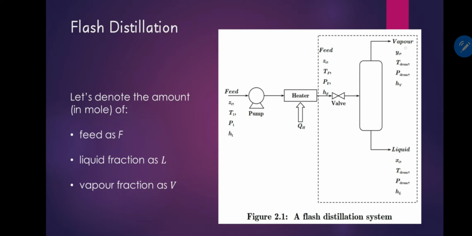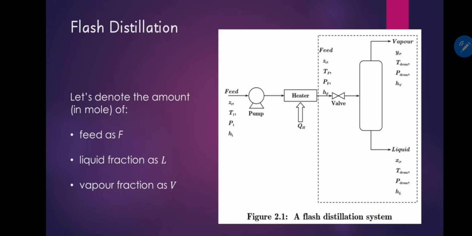Then after that, in the distillation system, it will be separated into vapor phase and liquid phase. In the vapor phase, we make use of Yi, the mole composition of the species in the vapor phase, the temperature of the drum, the pressure of the drum, and the enthalpy of the vapor. In the liquid phase, we have Xi. Again, it represents the composition of the species i in the liquid phase, the temperature of the drum, the pressure of the drum, and the enthalpy of the liquid phase.